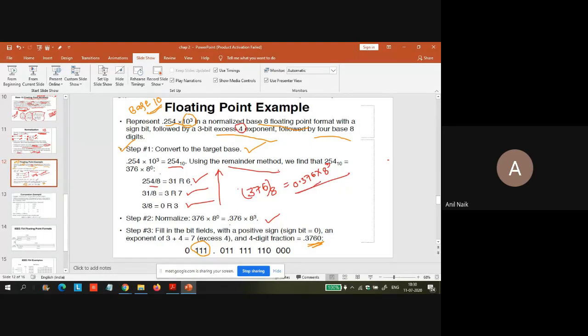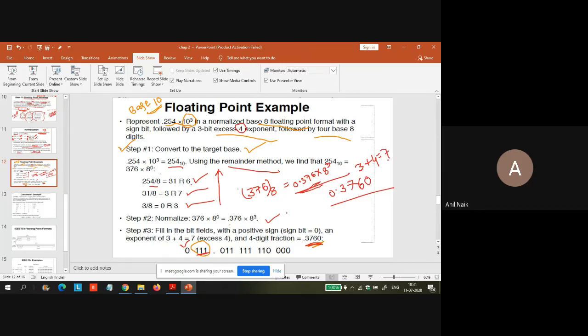So how many base 8 digits are here? 3 are there. So what to do? You have to make it 4. How do you make it 4? 3, 7, 6. You can add 0 here and make it 4. So this is your 0.3760 base 8. Now you represent the number in floating point format. This is the sign. Sign is 0, that is a positive number. Then the exponent is 3 plus 4, because we added the excess 4, no? So 3 plus 4, that is 7.